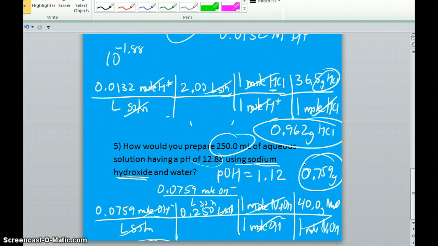But that doesn't answer the question how to prepare the solution. But the answer would be the same as all of those in the preceding videos on solution preparation. Namely, I would take 0.759 grams of sodium hydroxide, place it into a 250 milliliter volumetric flask, add enough water to completely dissociate the sodium hydroxide, and then add sufficient water to create exactly 250 milliliters of solution. That's how we should prepare it.